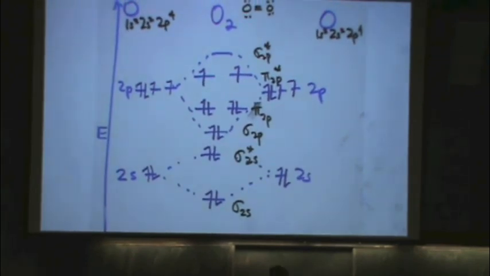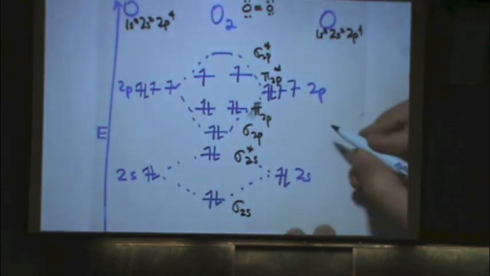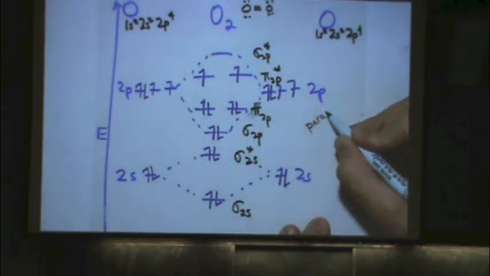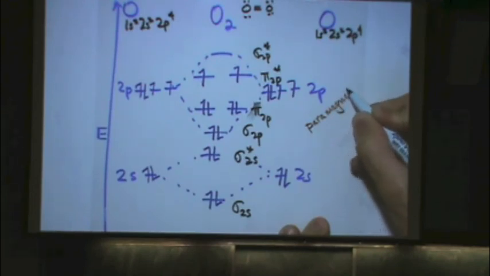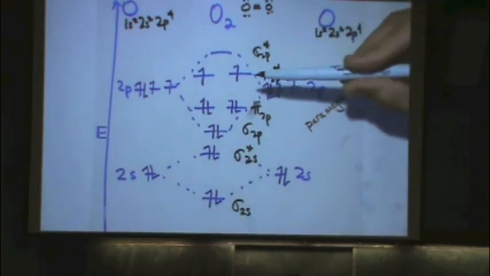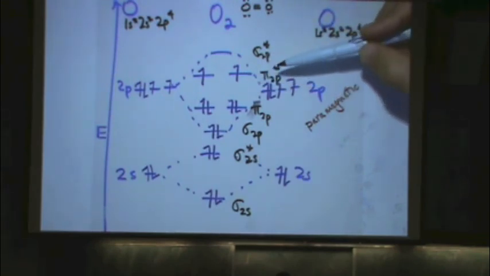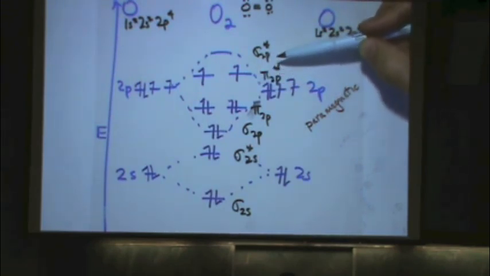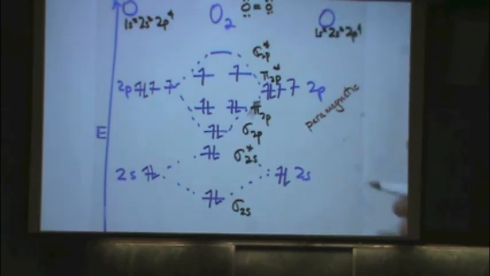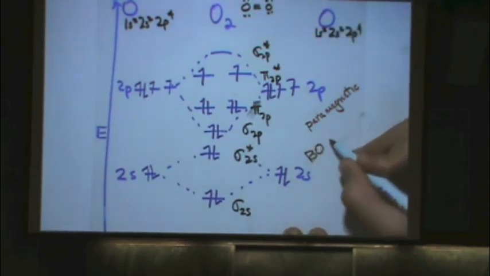Okay, magnetism. What's the magnetism? Paramagnetic. The reason why, there's unpaired electrons in there, specifically right up here in the pi 2p star molecular orbitals. That's why they're paramagnetic.